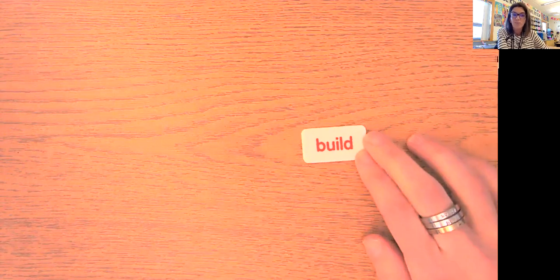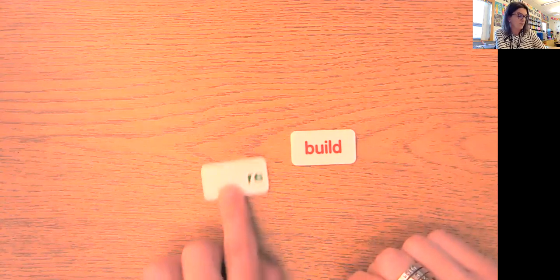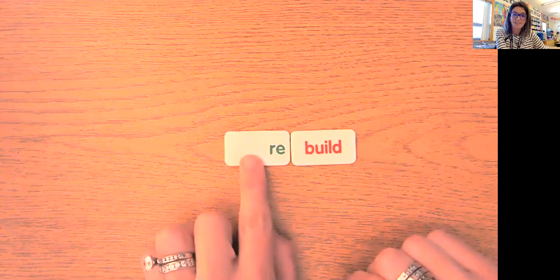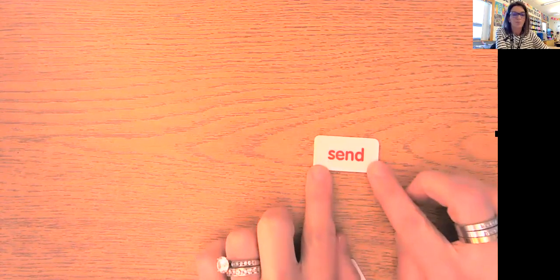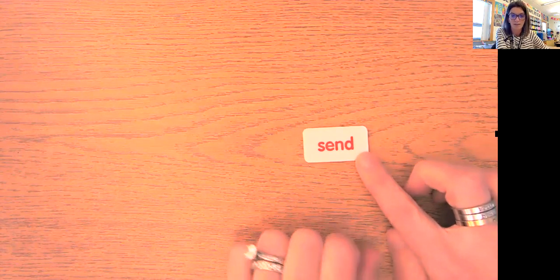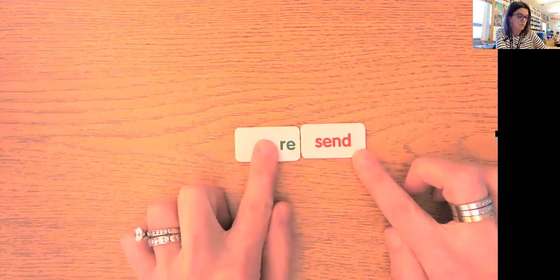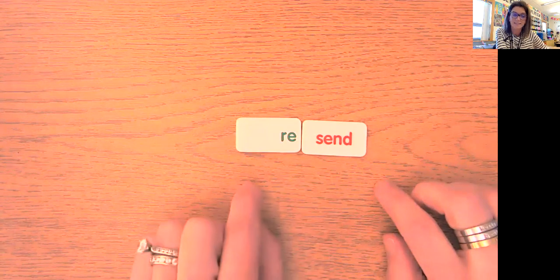Build. Let's say you built a big tower of blocks with a friend and you accidentally knocked them all over. Then you would have to rebuild your tower, which means build again. Send. Let's say you sent a package to a cousin who lived far away for their birthday and it got lost in the mail. Then you would have to resend it, which would mean send it again.